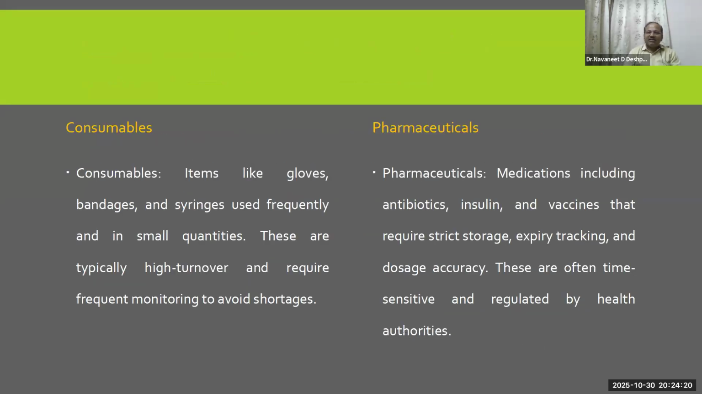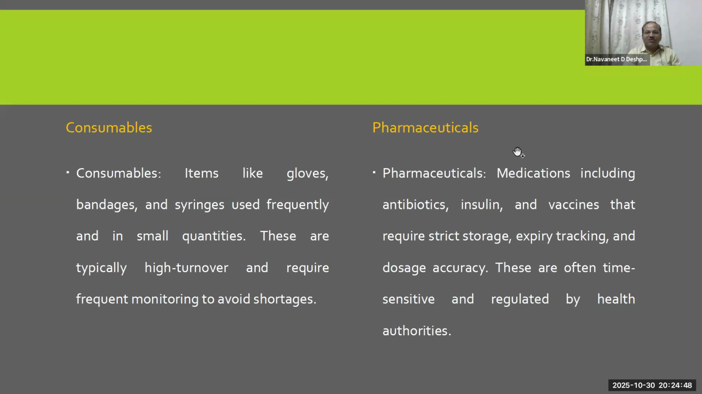So there could be a set of things like consumables and disposables. Consumables are what? Like gloves, which they wear during surgeries. Then you have bandages, which are required for patients as and when they require. Syringes are also there, which are frequently used in small quantity. These are typically high turnover and require frequent monitoring to avoid shortages. If there is a shortage, how can you manage the patient? So one has to know the consumables have to be tracked all the time. It requires systematic supply chain management and inventory control.